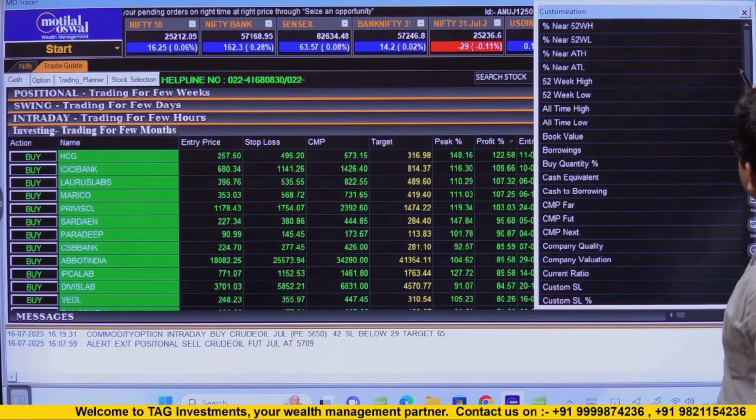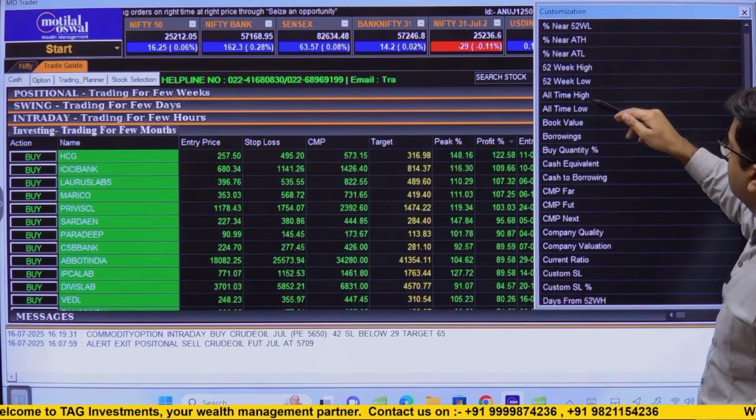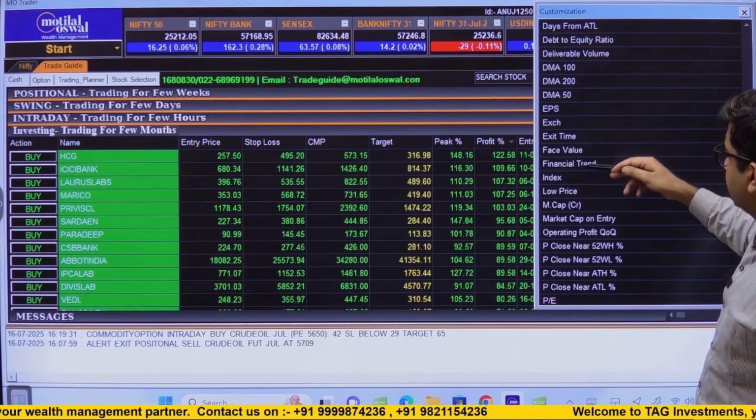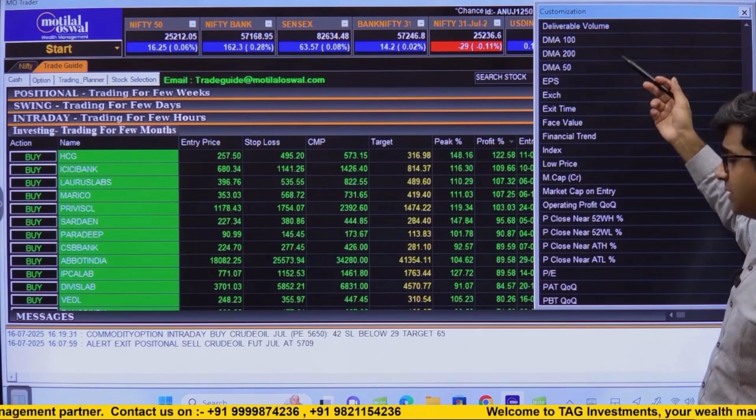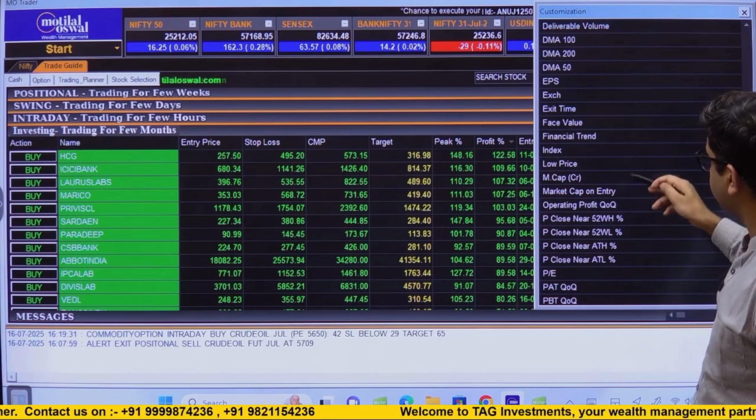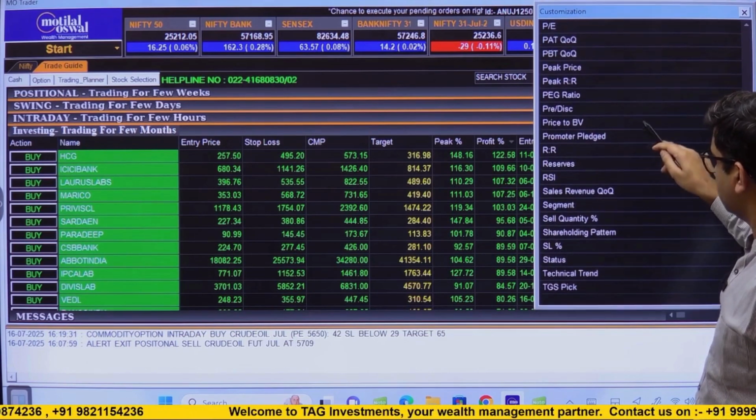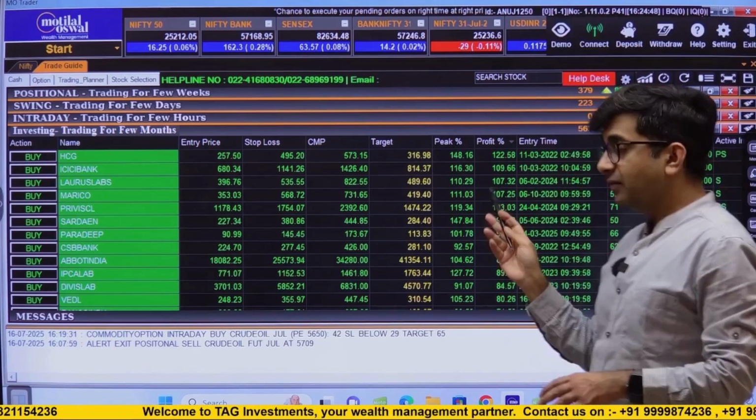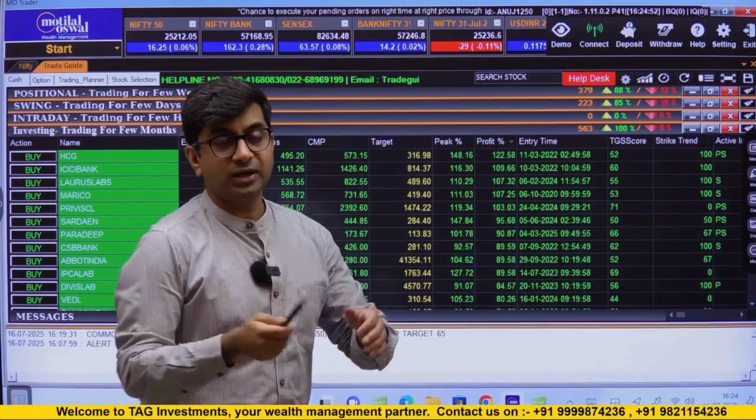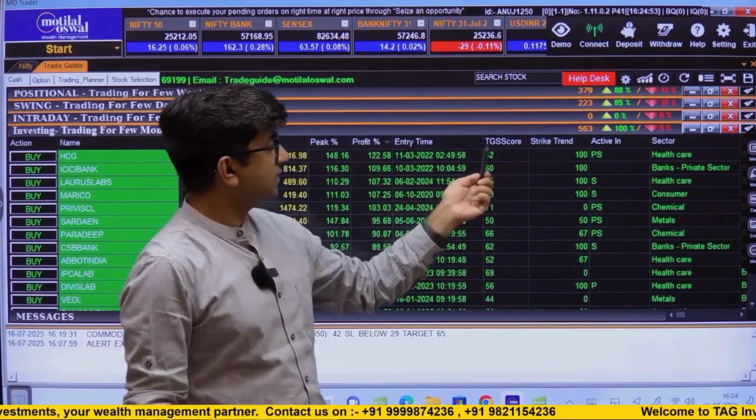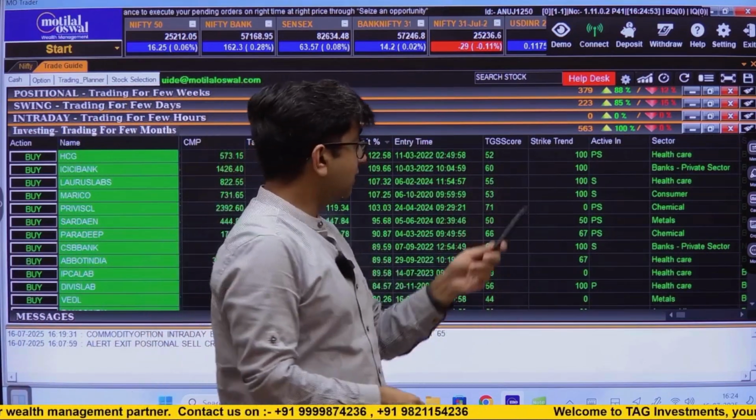These are other columns which you can add. You can add the 52-week high low, percentage near 52-week high low, the volumes, the financial trend, the face value, the DMAs, the market cap, the operating profit, the PEG ratio, risk reward ratios, and so on and so forth. Because of the limitation of time, I'll just tell you the major factors you can look at: one is the strike trend and the second is the TGS score. So what does strike trend mean?